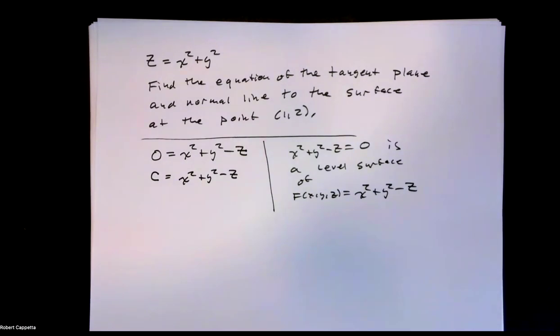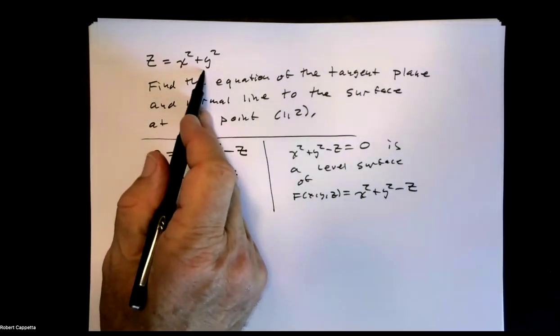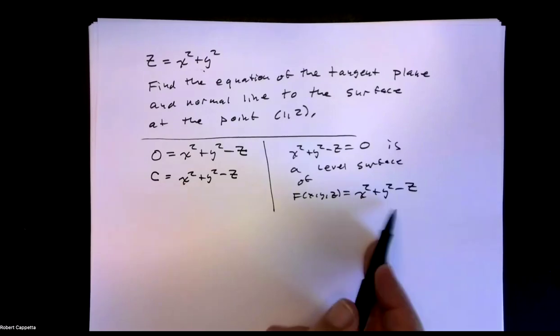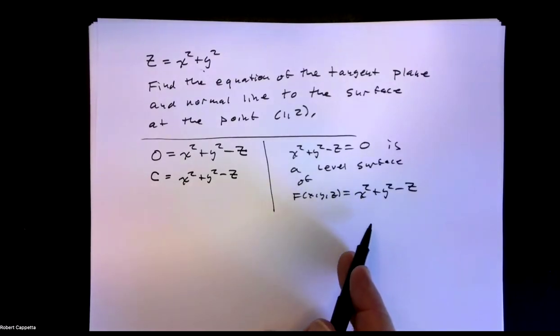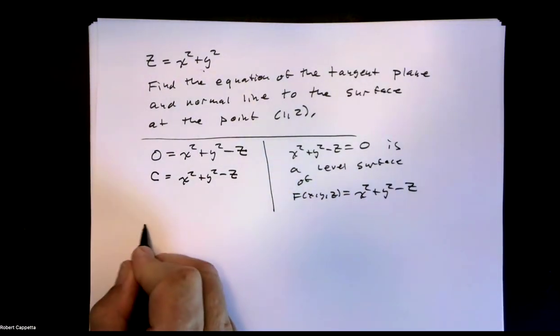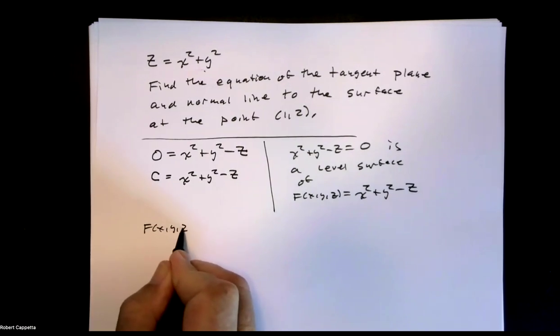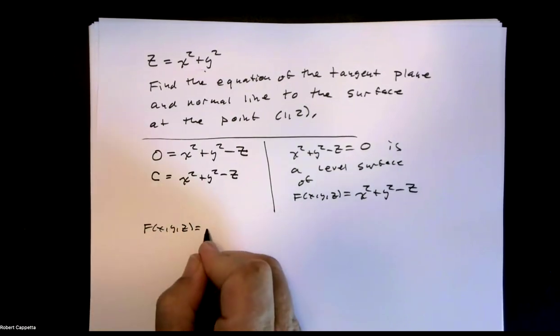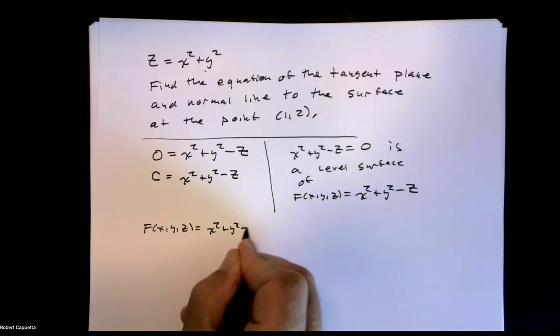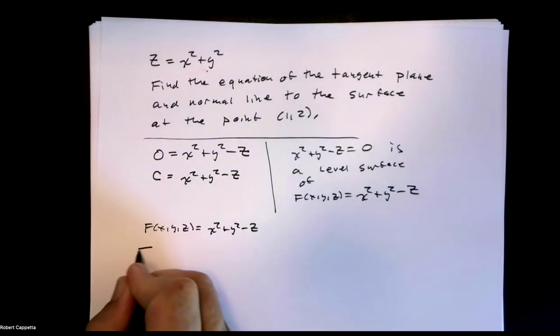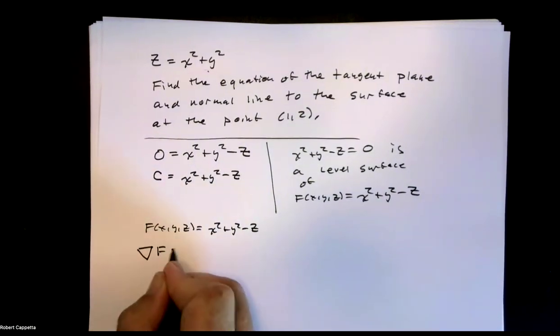And I want to emphasize the fact that you cannot graph big F of x, y, z. That would require 4 dimensions. But this graph I started with, that paraboloid, is a level surface of this 4-dimensional surface. And our big fact is that the gradient is orthogonal to that level surface. So having big F of x, y, z here, big F of x, y, z is x squared plus y squared minus z. What is the gradient of big F?